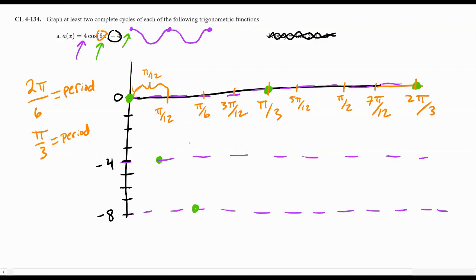So each of these x values, I start at the maximum, then I go to the midline, then I go to the minimum, back to the midline, then the maximum, midline, minimum, midline, and maximum. So when I complete this graph here, there's one cycle, and there's my second cycle.